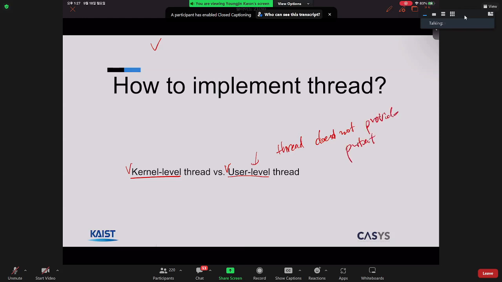It does not provide protection. Okay, so purely making the implementation user level works for threads, but not for processes. Why? Because user level thread implementation is much faster and lightweight.